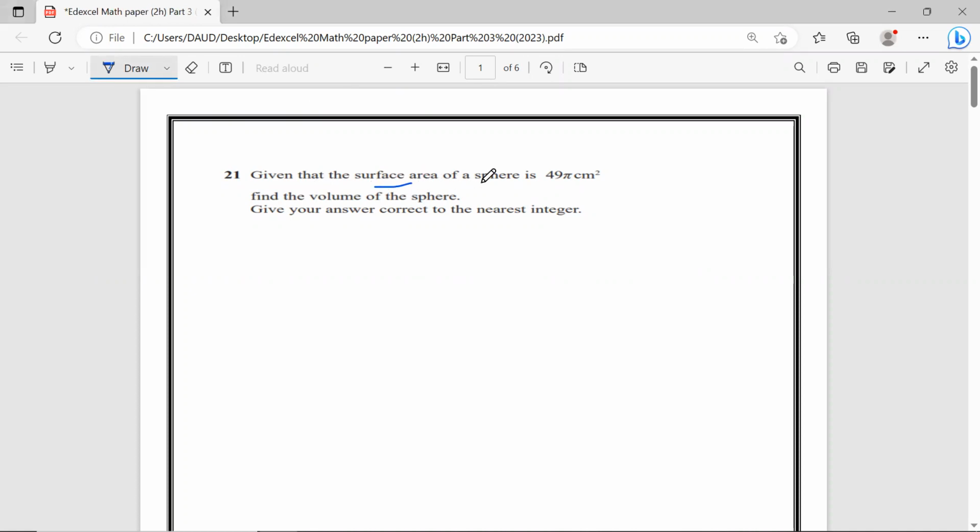We will continue with question number 21 onwards. It is given that the surface area of a sphere is 49π centimetres squared. Find the volume of the sphere and give your answer correct to the nearest integer. So the surface area of a sphere equals 4πr squared, and the surface area is given, which is 49π, equal to 4πr squared.